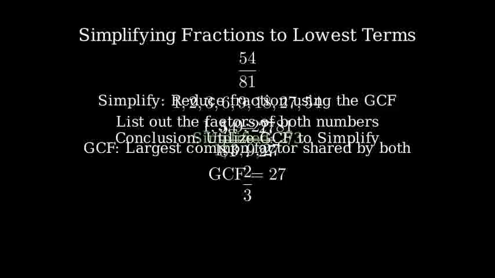We've simplified 54 over 81 to 2/3 by dividing both the numerator and the denominator by their greatest common factor, 27. Simplifying fractions helps in calculations by making numbers smaller and easier to work with. This process is especially useful when dealing with algebraic expressions or complex equations.